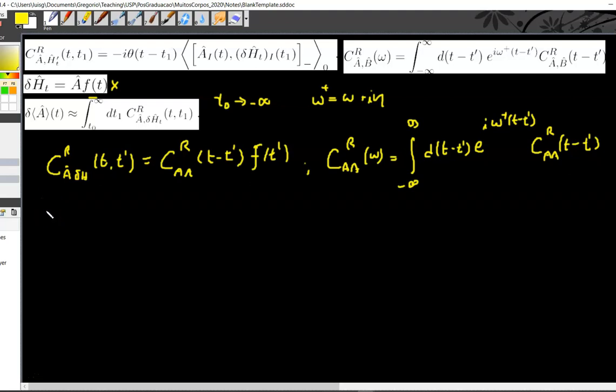So then in this case, we also have the inverse, right? C_AA retarded at t minus t prime equals the integral from minus infinity to infinity of d omega e^(minus i omega plus (t minus t prime)). Of course, this is omega plus. There's a d omega plus here, C_AA retarded of omega plus.